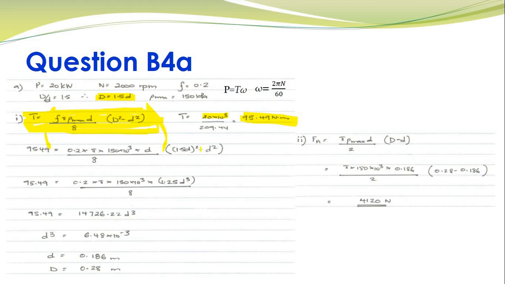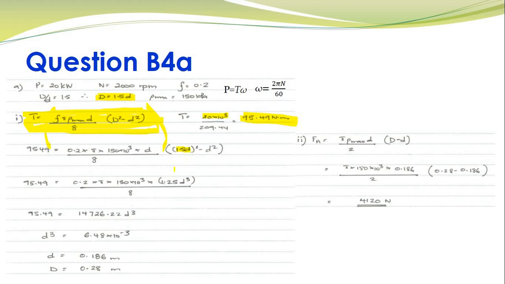This is where students make a lot of mistakes. It is 1.5 small d, the whole thing squared. Some of you will put 1.5 d squared minus d squared. That's wrong. Just be very careful. It is the outer diameter squared. So your outer diameter was 1.5 small d, and all of this is squared. So it is 1.5 d times 1.5 d. So that is very important.